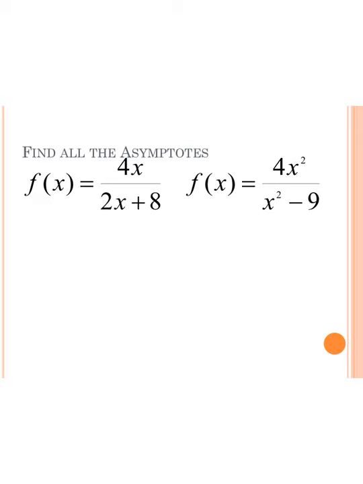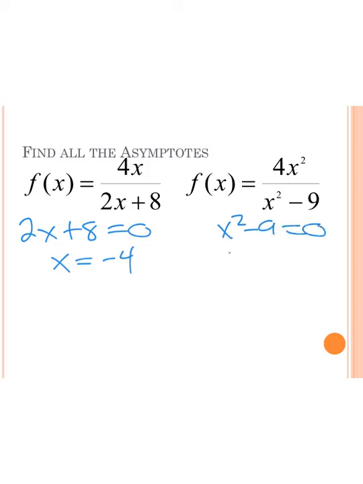I'm going to start with finding my vertical asymptotes. For my first function, we take our denominator, 2x plus 8, and set that equal to 0. If I solve that, I get x equal to negative 4, which is my vertical asymptote for that equation. For my second one, we'll do the same thing. I take my denominator, x squared minus 9, and set that equal to 0. When I solve that, we add 9 and take the square root. We have to remember to put in our plus or minus here, but we get x equals plus or minus 3 for our vertical asymptotes there.